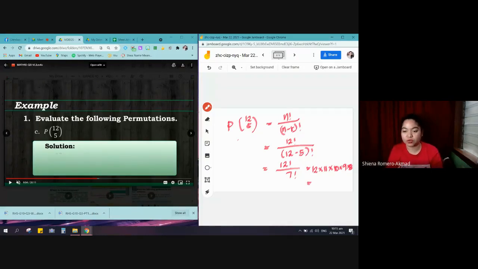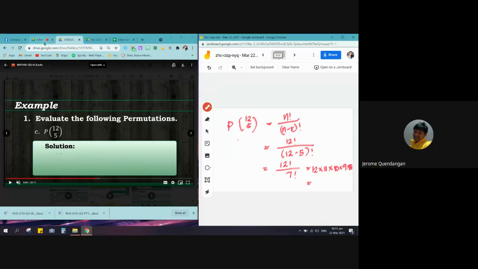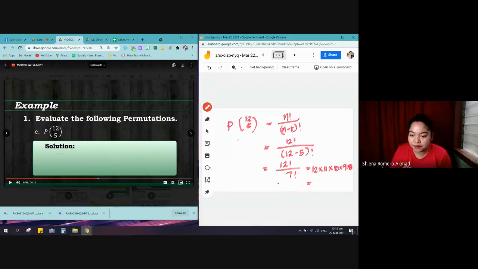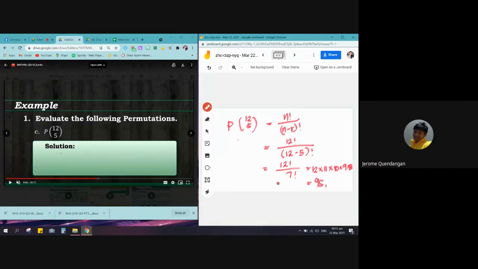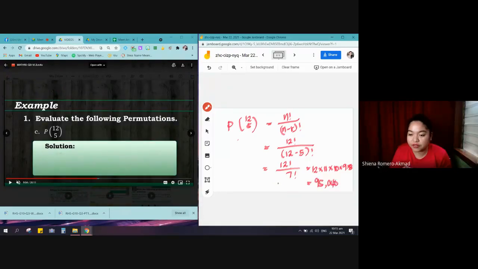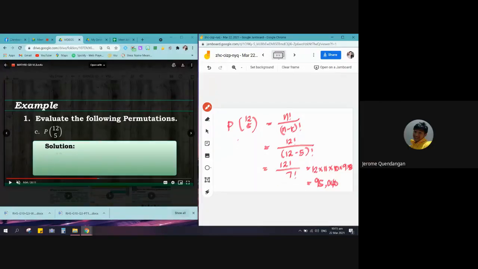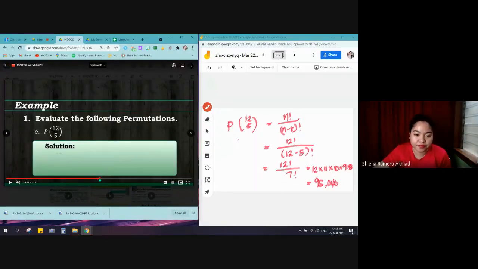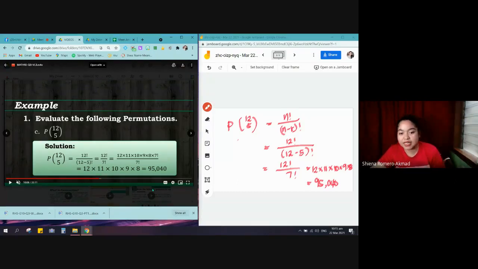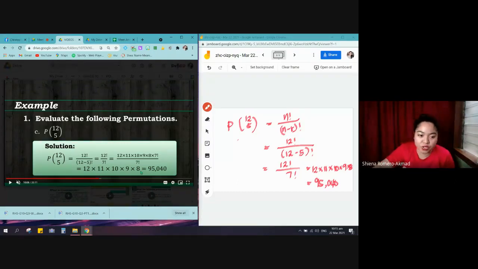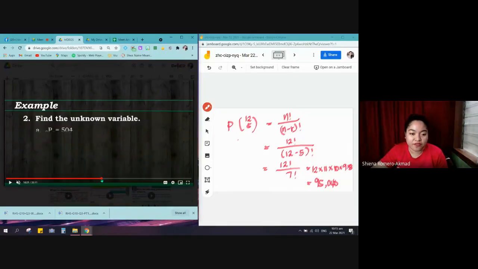And this will be equal to, what is 12 times 11 times 10 times 9 times 8? 95,040, ma'am. 95,040? Opo, ma'am. So let's check. So the answer is 95,040. So ganun lang po kadali if you use the formula.